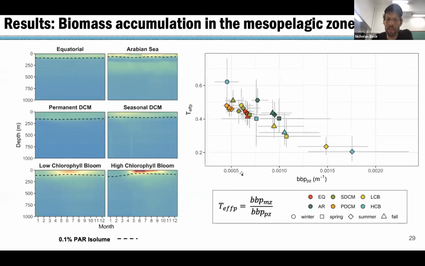And so we compared the average backscatter values in the productive zone, on the x-axis here, to a proxy for transfer efficiency, that is, the ratio of average backscatter within the mesopelagic zone over average backscatter within the productive zone for a given profile. We were able to identify this global inverse relationship between productive zone particle stocks and export to the mesopelagic zone.